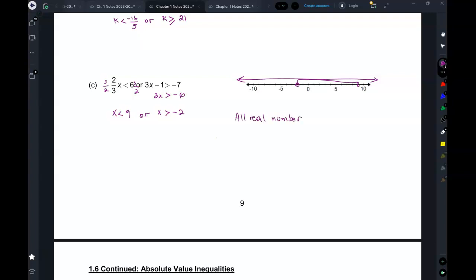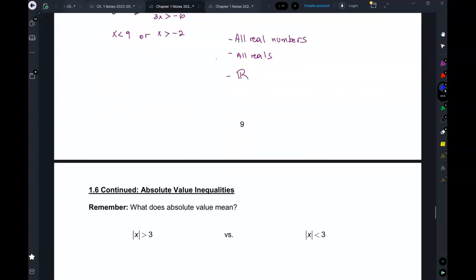Isn't that like x ∈ ℝ or something? Uh-huh. Okay, it's all real numbers, or you can say all reals, or the symbol for all real numbers is a double-barred R, like this. Now, here, when you get all real numbers, you don't have to do that. You can just do a straight line, like this, okay? Because it's all real numbers.